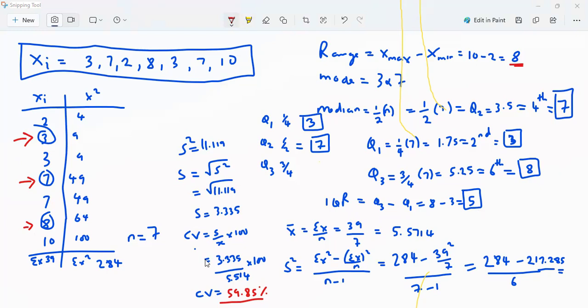Half of the interquartile range has a name. We call that the semi-quartile deviation. Semi-quartile deviation. So closely related to this is linear regression.